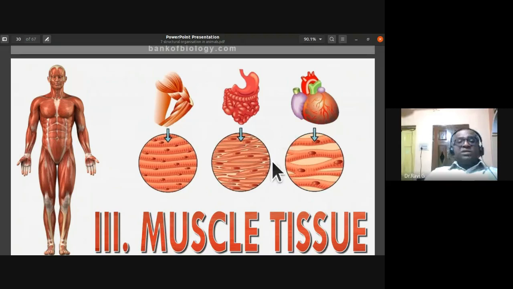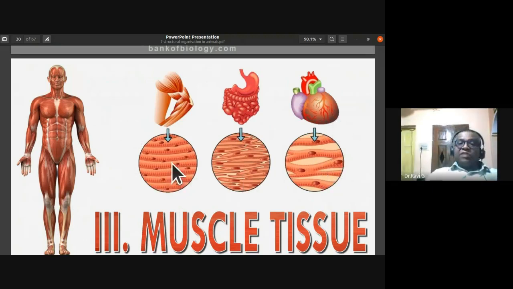So the next one, the third type, is muscular tissue. As you can see, the flesh part itself is muscle. We call it skeletal muscle. Then you have the smooth muscles or non-striated muscles, which are found in and around the organs. Then the heart has cardiac muscles.